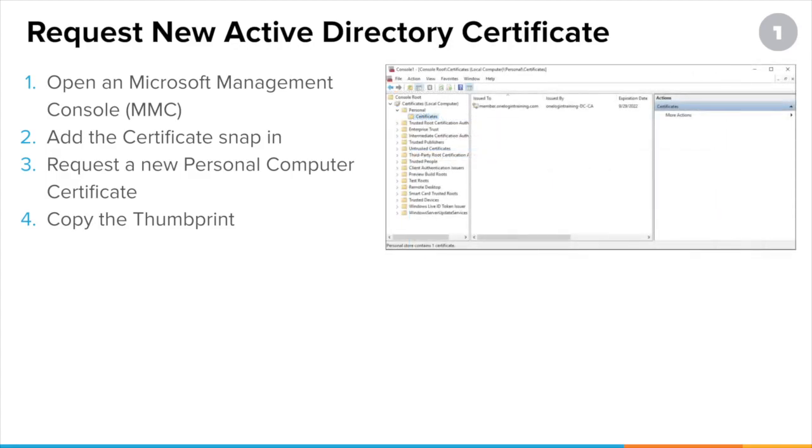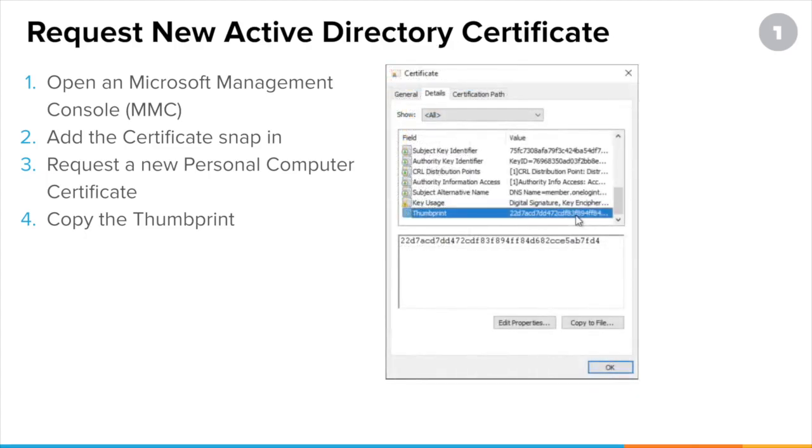You should see the certificate in the middle there where it says issued to. You see member.onelogintraining.com. Double click on it. Here's my pretty certificate. On the details tab, scroll down to the bottom of those fields and you will see thumbprint. It is that thumbprint value that I need.